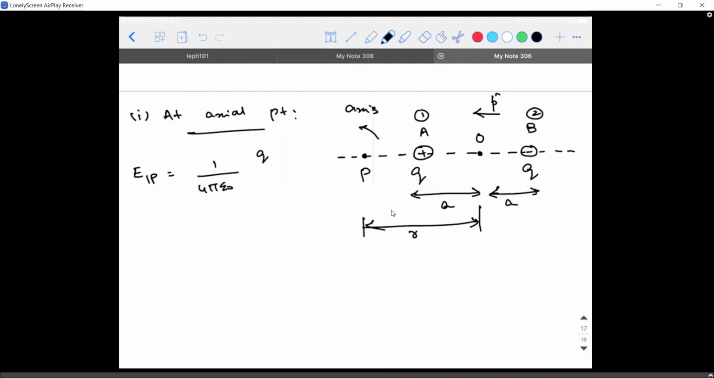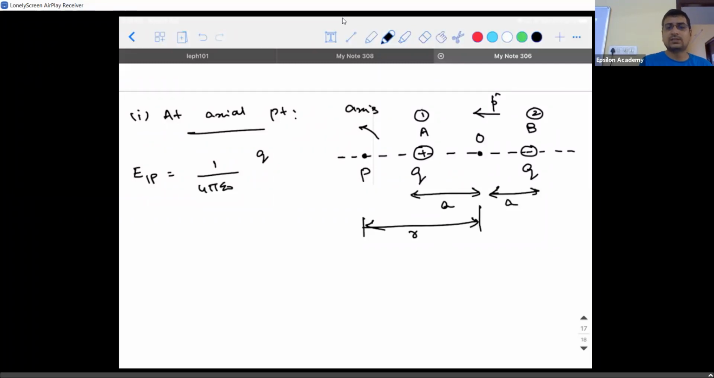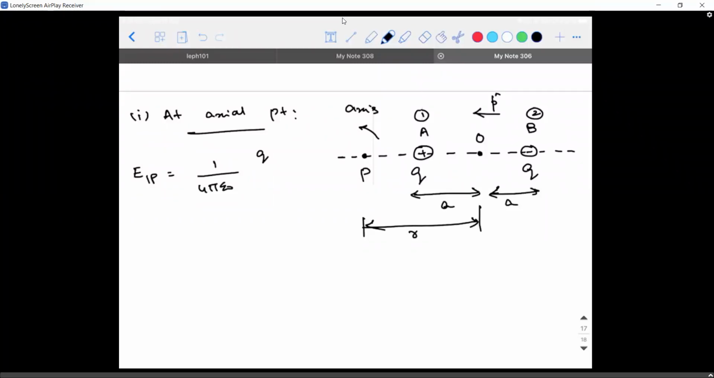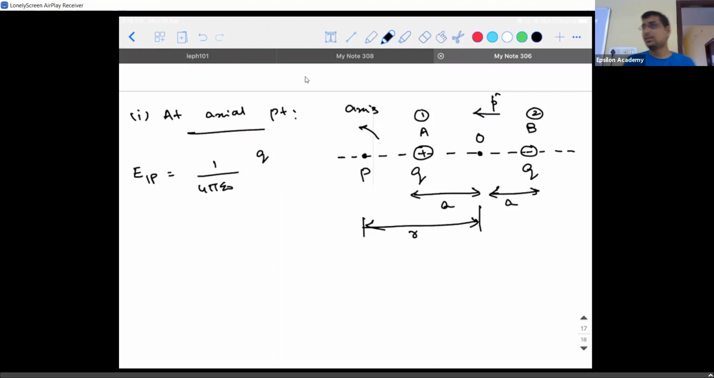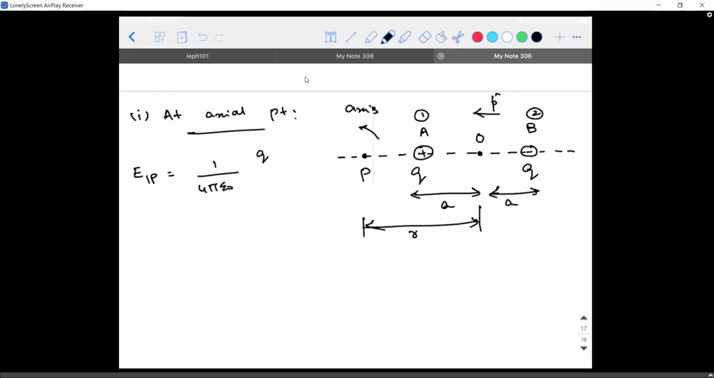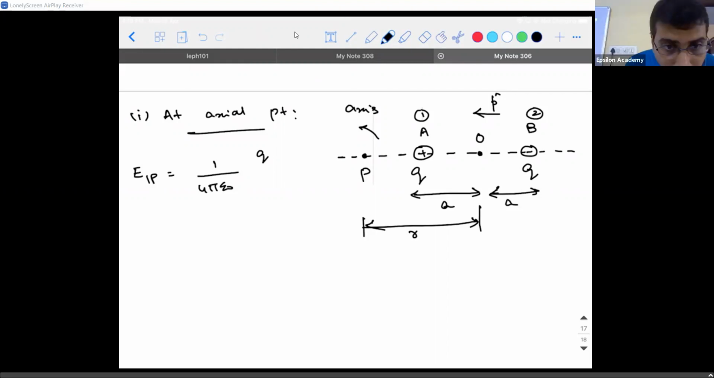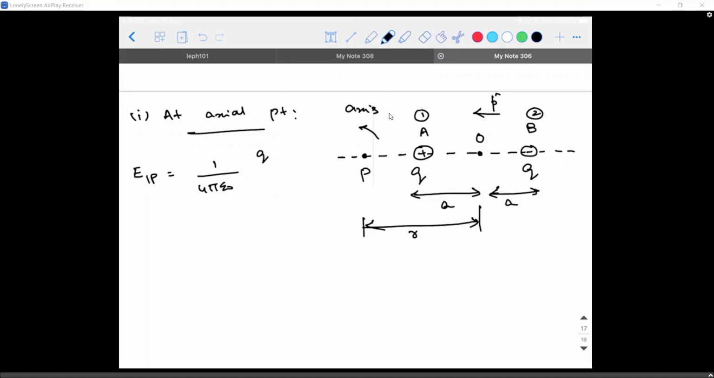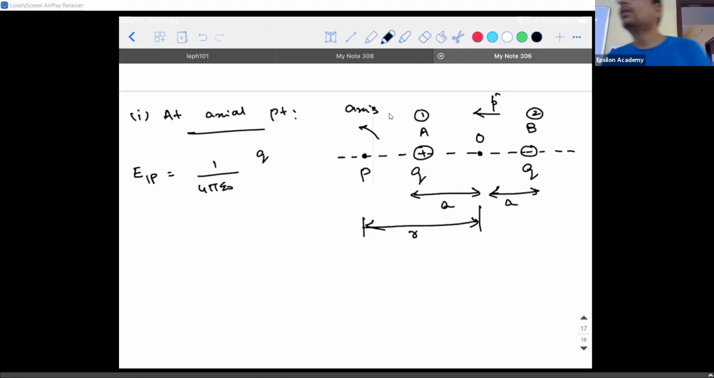Sir, I can explain why you took an imaginary distance of R between O and P. That is the distance at which you are calculating the field. R is the distance at which you need to calculate the field. Correct? So can you once more say that E1P? E1P is the electric field due to the first charge at point P. So what is it? Very good. It is R minus A the whole square.